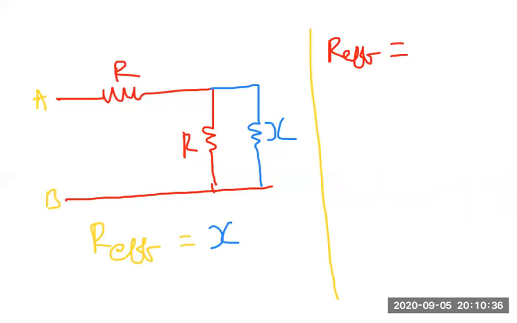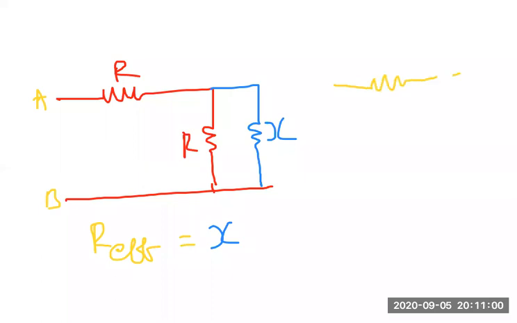So here R effective means what should I write? R into X by R plus X. Okay, along with that one, now this is R into X by R plus X. I will not take it completely at a time. I will make it into small parts now. What I am doing here, observe carefully.